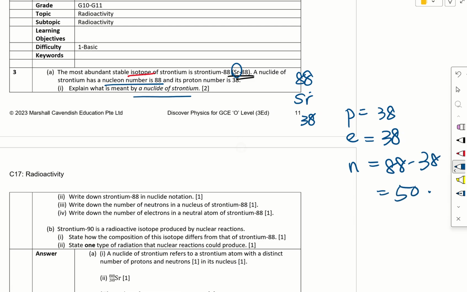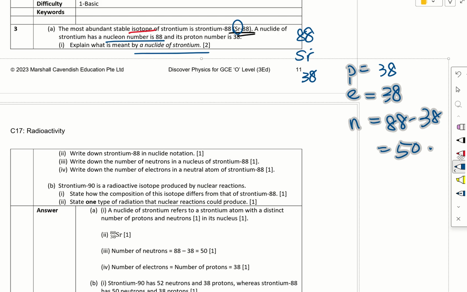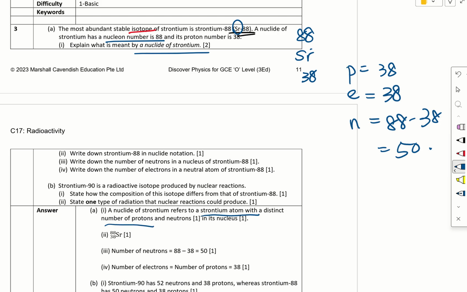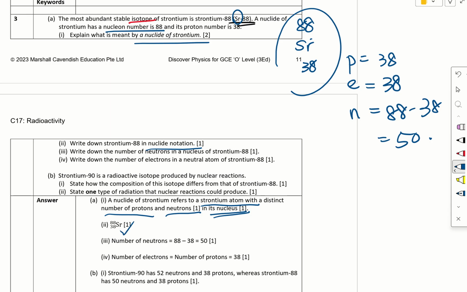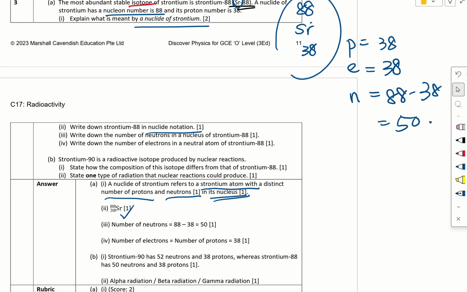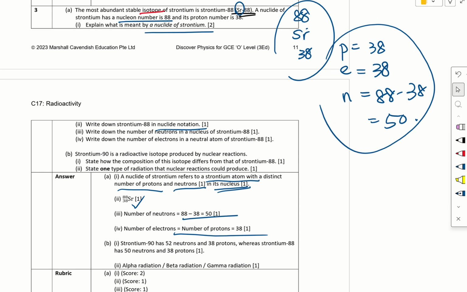Explain what is meant by a nuclide of strontium. A nuclide of strontium refers to the strontium atom with a distinct number of protons and neutrons in the nucleus. So it's called the nuclide. Write down strontium-88 in nuclide notation. I already did it: 88 over 38. The number of neutrons I have also already calculated: 50. The number of electrons, because it is neutral, is also 38. So all this information, if you know chemistry, is very easy.